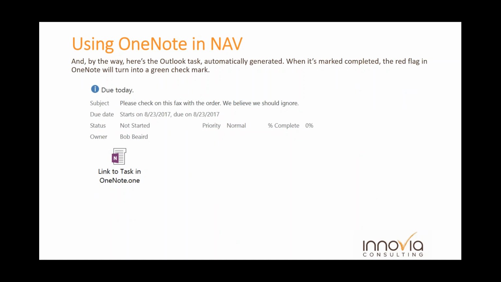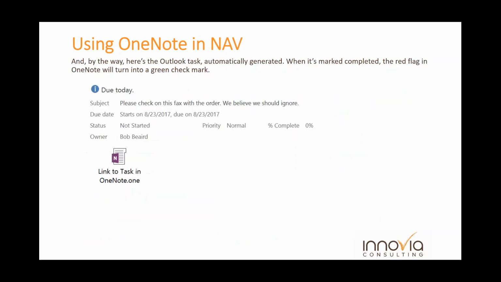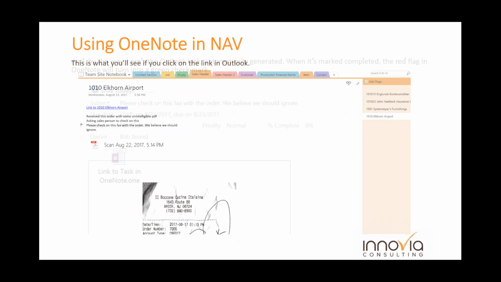It's automatically generated. This obviously went to me. I actually assigned it to somebody else, playing around with this. When it's marked completed, that red box here will turn into a green check. So you'll be able to see it if you come back to this note. And when somebody receiving this clicks that link to the OneNote, they will be taken to the note in OneNote itself, right? It doesn't bring up NAV, it takes you to the note in OneNote itself, in the notebook that you've defined for NAV.